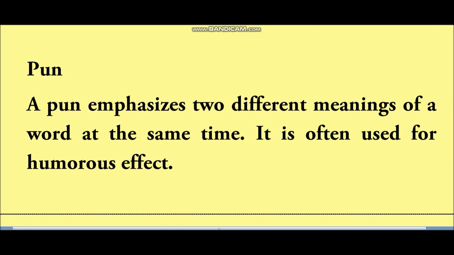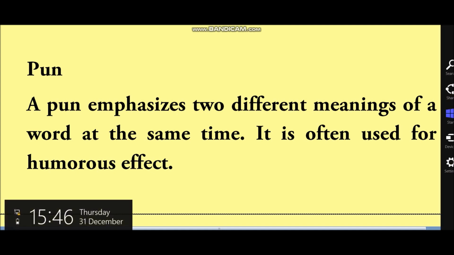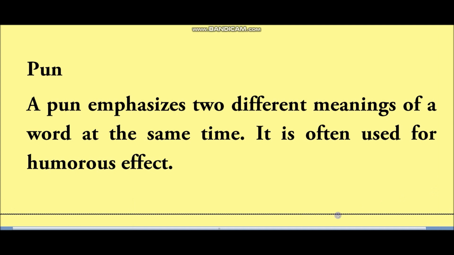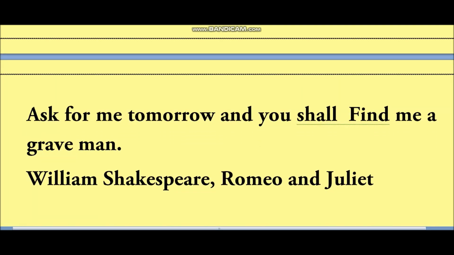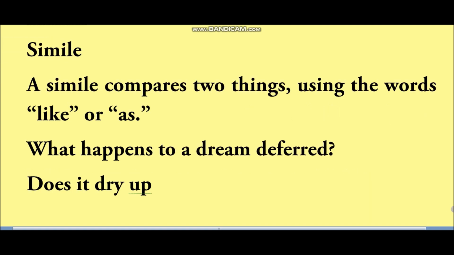Next one is pun. A pun emphasizes two different meanings of a word at the same time. It is often used for humorous effect. Let us see example. Ask for me tomorrow and you shall find me a grave man. This is a quote taken from William Shakespeare's Romeo and Juliet. Here, the adjective grave means serious or unfunny. The noun grave refers to the place where the dead are buried. In this quote, he is saying that he will die tomorrow and he is quite serious about it.